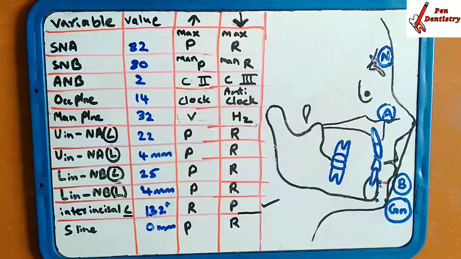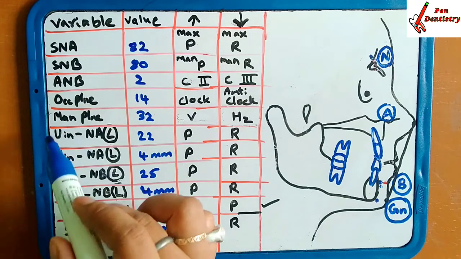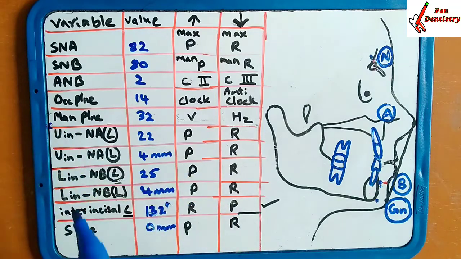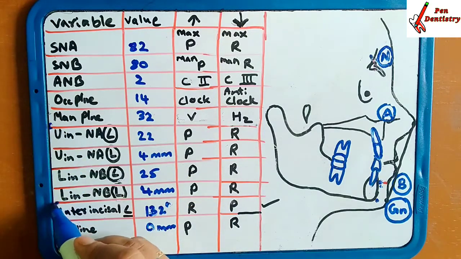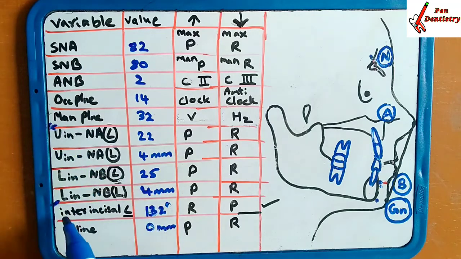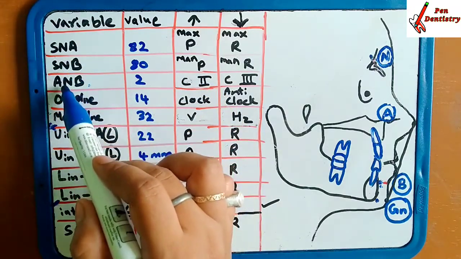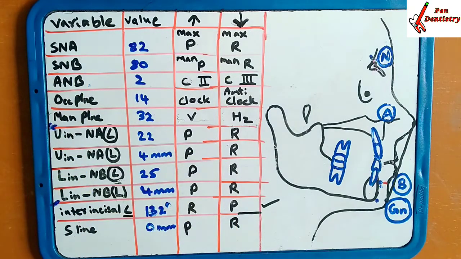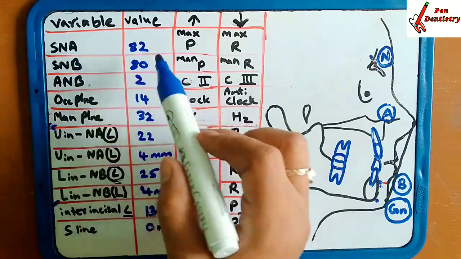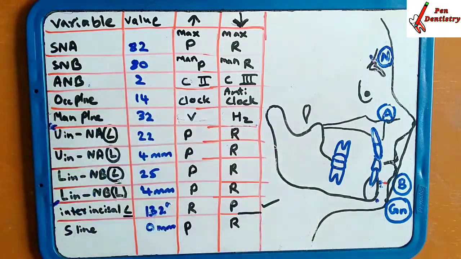This is the summary chart to remember the Steiner analysis. The above five are skeletal, and the below ones are dental, then soft tissue. SNA, SNB: as I have told you, A and B here, and N is the common point. For the values of SNA, you are going to learn the series 80 to 82, and for SNB, 80 to 80 and 2.